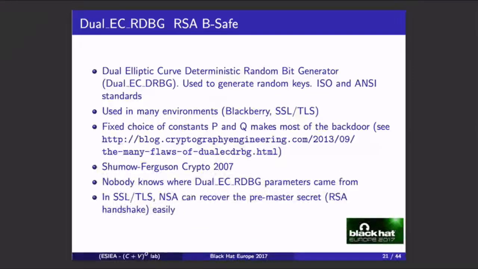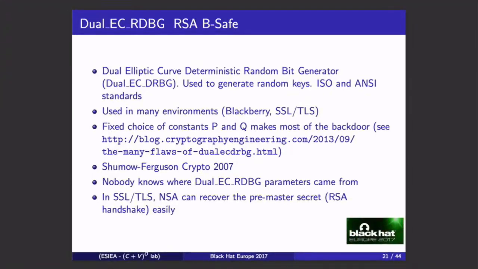If we consider the particular history of the random number generator, which was a product for RSA, for example, it was an ISO and ANSI standard. It was used in many sensitive environments to generate random keys, and for example in the SSL/TLS protocol. But if you consider some constants P and Q, because there are elliptic curve crypto systems, in fact, they are the most part of the backdoor.